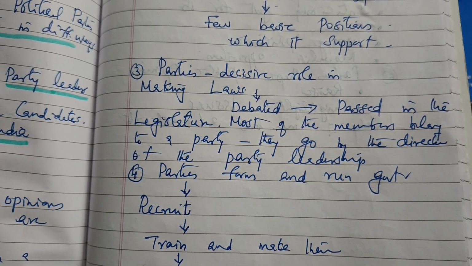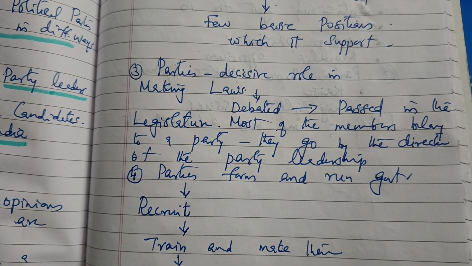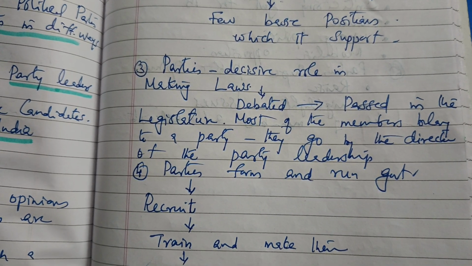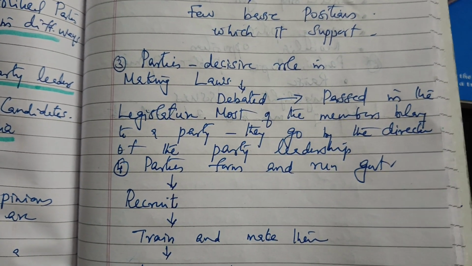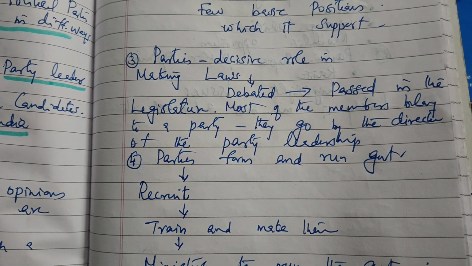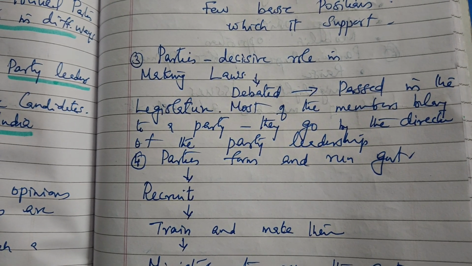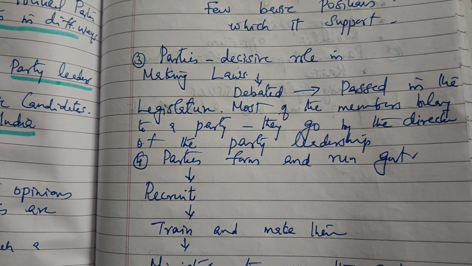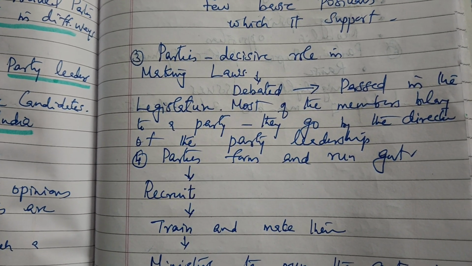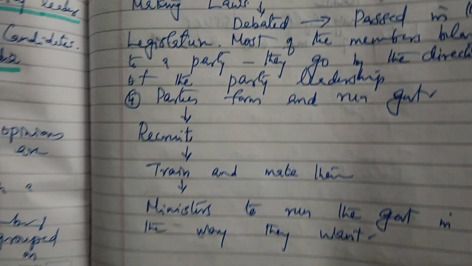Before it becomes a law, it is known as a bill, and the bill will be debated and passed in the legislature, and most of the members belong to a party. They go by the direction of the party leaders. If the party leaders want to implement that law, the majority of the party members support them. So here also you are getting members. The members support the political leaders for the party leadership. And parties form and run the government, so they make the law. Then the fourth point is that they form and run the government.